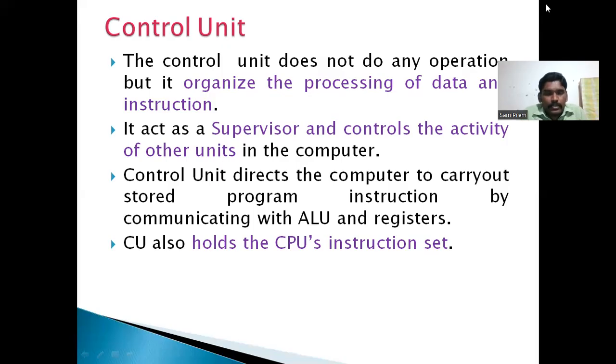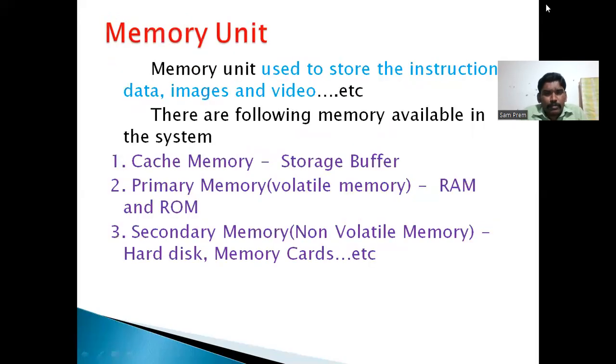Okay, and then next one, memory unit. The memory unit is a very important unit in computers, because the computer processes some set of inputs, and after processing we have some output. This output will be stored in memory locations. That's why it's very important in computers. So there are the following memories available in computers. First one, cache memory. Next one, primary memory and secondary memory.